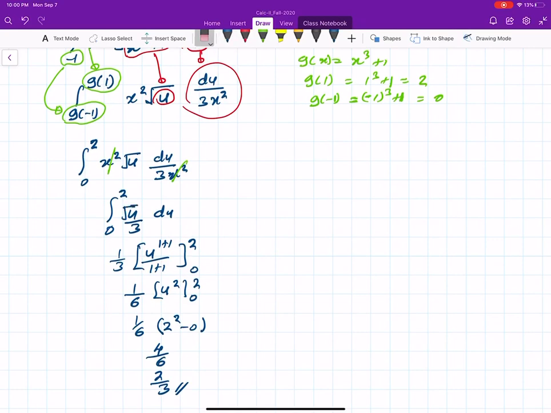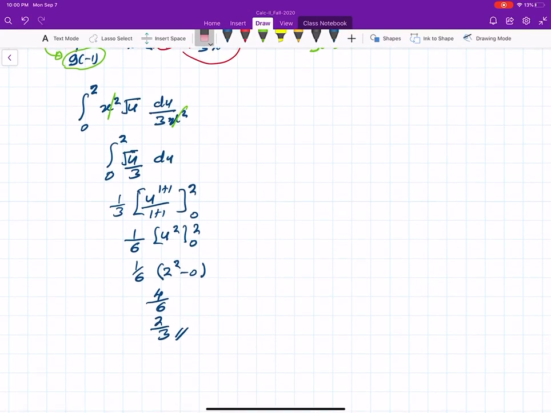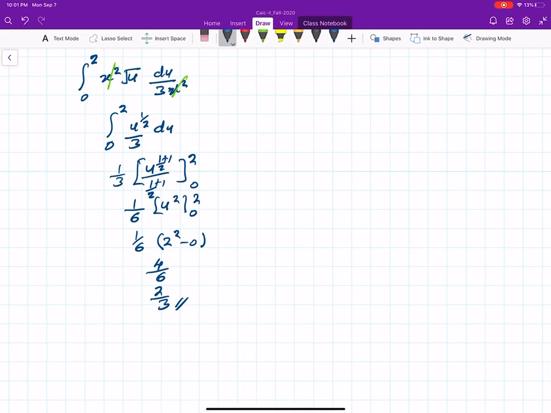And then I have to delete that. The square root sign here means the power is half. U to the power half. So this will be half plus 1, which should be 3 over 2. And let me redo the problem from here. So this should be 1 over 3, u to the power 3 over 2, divided by 3 over 2, from 0 to 2.